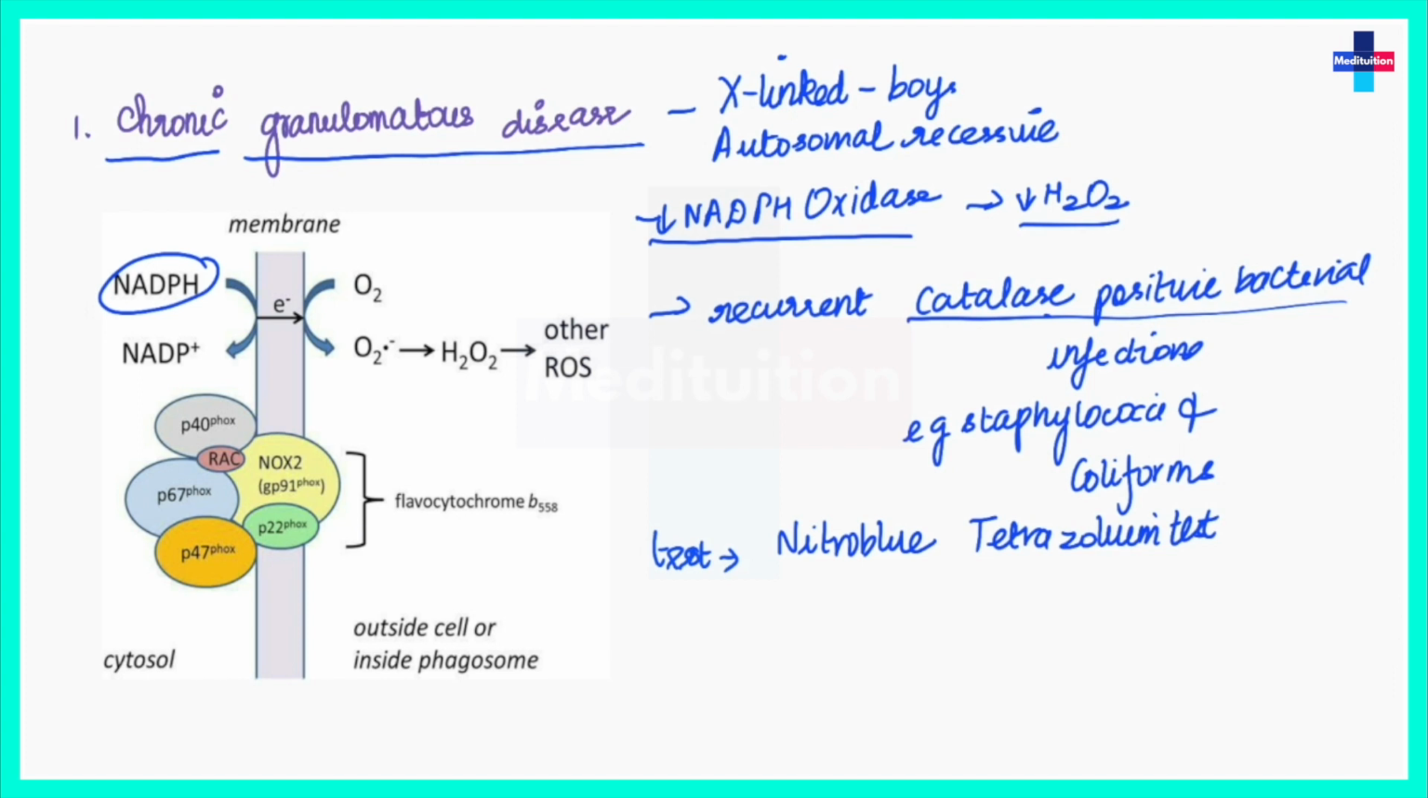And in this test, what we will do is, we will see whether the leukocytes during phagocytosis can reduce nitroblue tetrazolium. And if they can reduce nitroblue tetrazolium, then the patient is not having this chronic granulomatous disease. If the patient cannot reduce this nitroblue tetrazolium during phagocytosis, then the test is positive and the patient may have chronic granulomatous disease. So this is used as a screening test for the diagnosis of this disease.